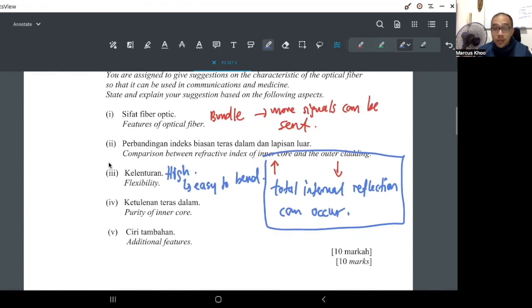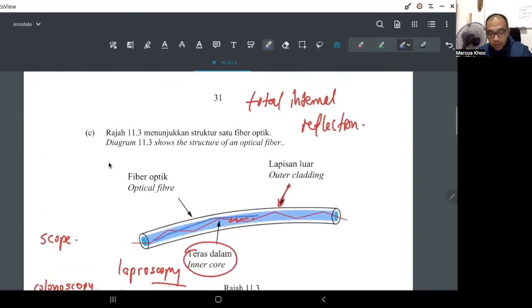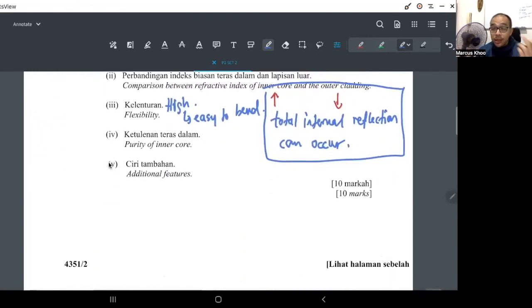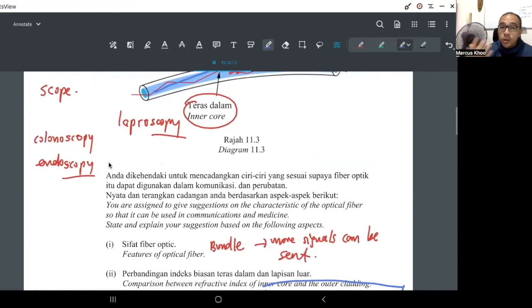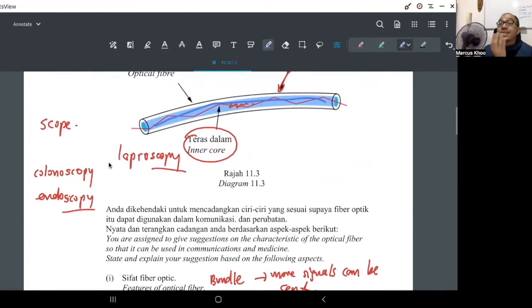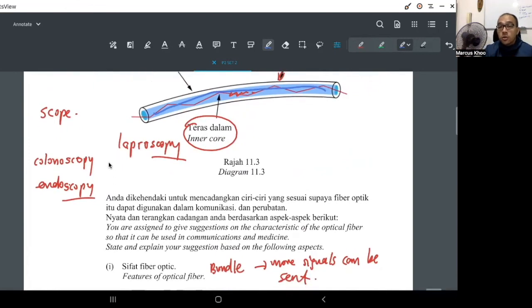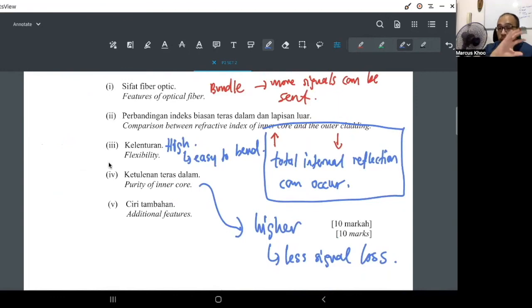Purity of inner core. You want to know whether the material of the inner core is pure or has impurities in there. Obviously we definitely want higher purity so that there is less signal loss. Because if there are impurities inside the material, then whatever signal you send, total internal reflection cannot occur because it will be blocked by that thing over there. That causes signal loss. So when your inside is pure, then you have less signal loss.